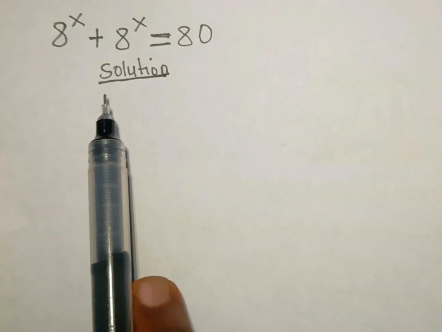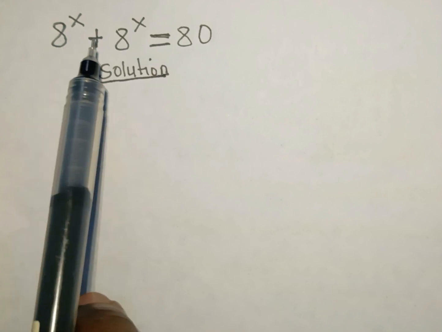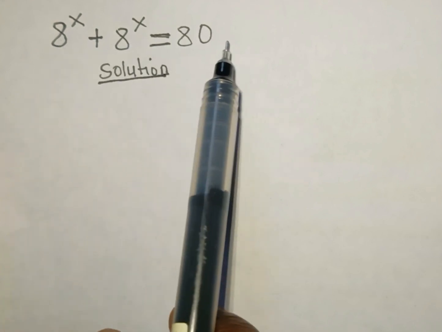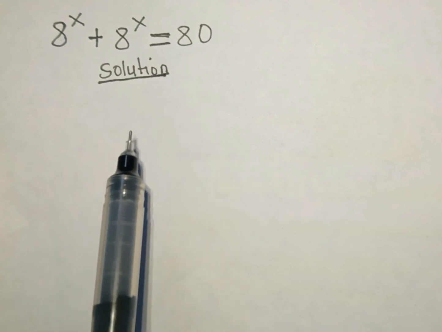We're going to look for the value of x from this exponential equation. We are given that 8 raised to the power of x plus 8 raised to the power of x is equal to 80, and we are asked to solve for the value of x that will satisfy this equation.